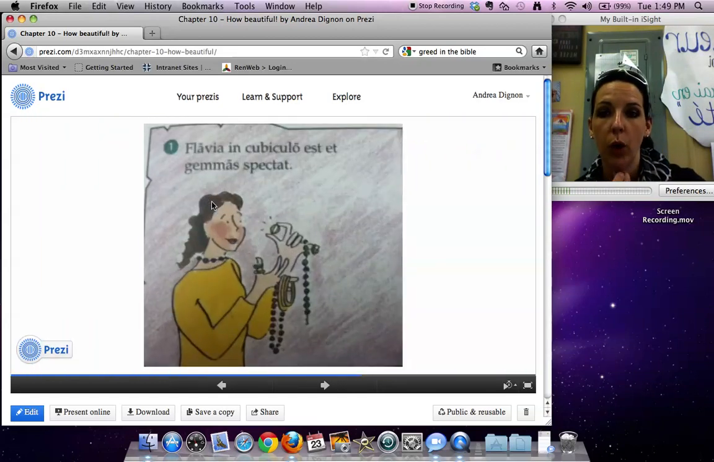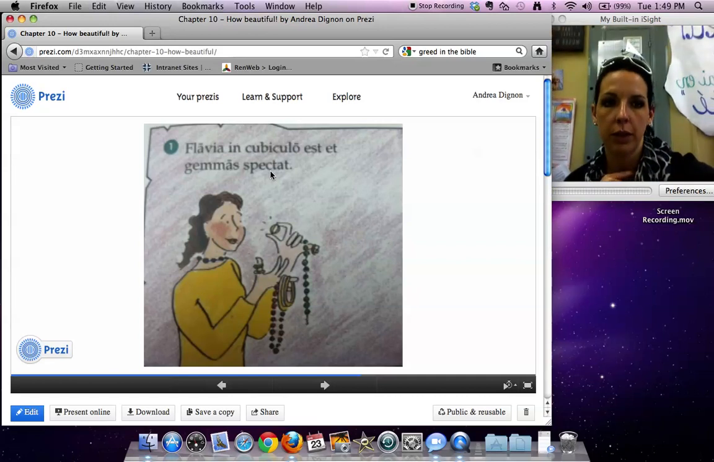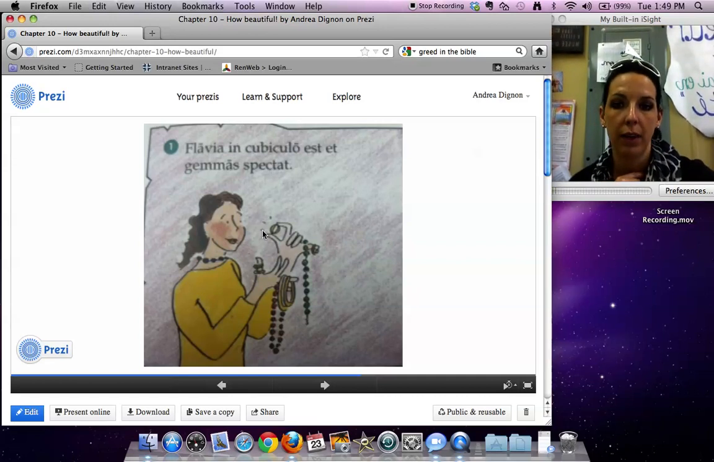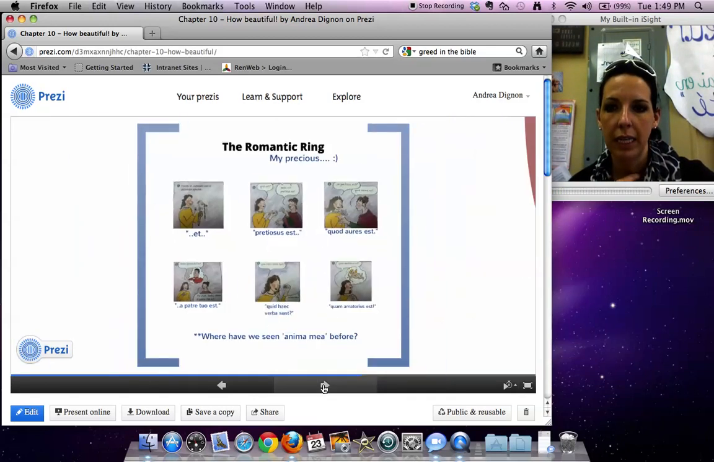Flavia in cubiculo est et gemas spectat. So in this case, Flavia in cubiculo est. Check out in cubiculo is going to be a preposition pretty much. In cubiculo. Flavia in cubiculo est. Flavia in the bedroom is, she is in the bedroom. Et gemas spectat. What is she doing there? She is looking at the what? She's looking at the jewels, right? So Flavia in cubiculo est.